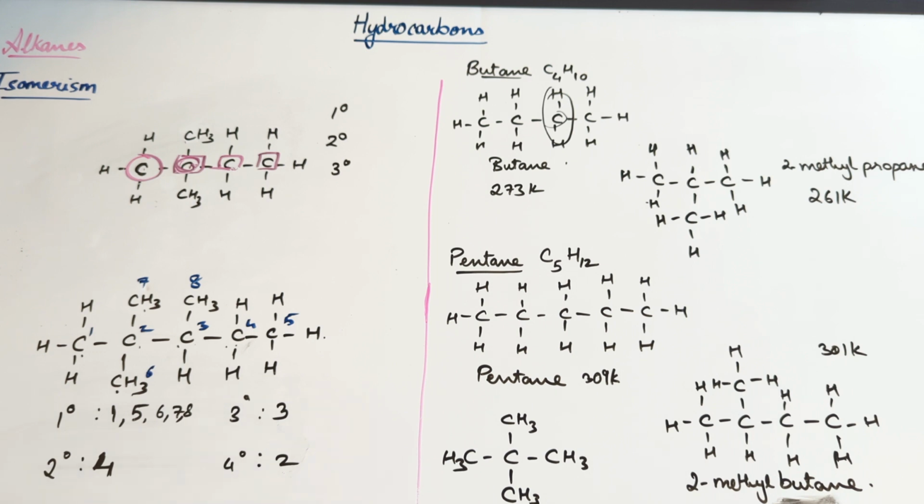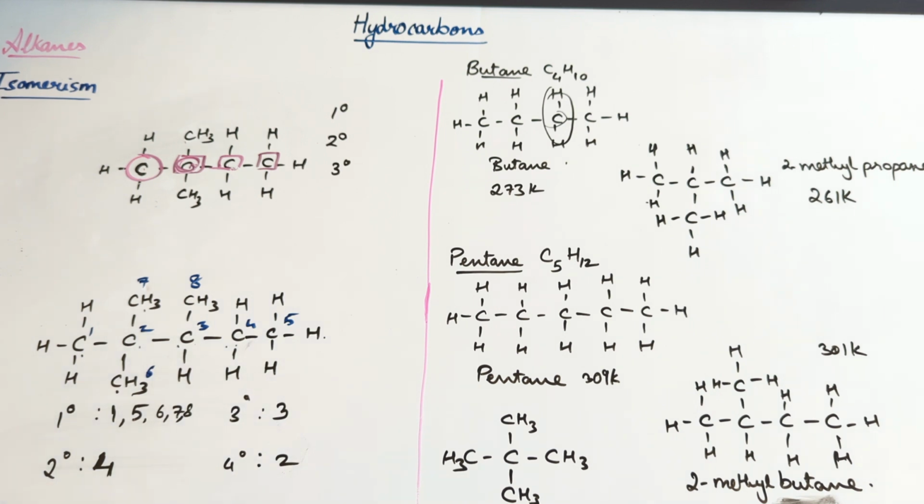And the next thing is, as we go higher, the number of carbon atoms will increase, and so the number of isomers formed is going to increase. For example, hexane has 5 isomers, heptane has 9 isomers, and decane has up to 75 isomers. Imagine having to draw 75 isomers. Quite complicated.